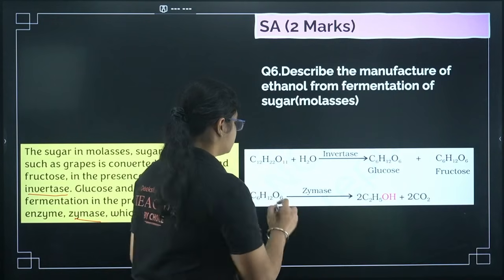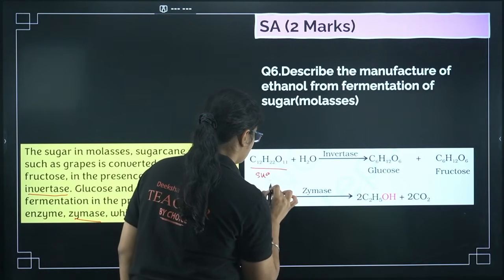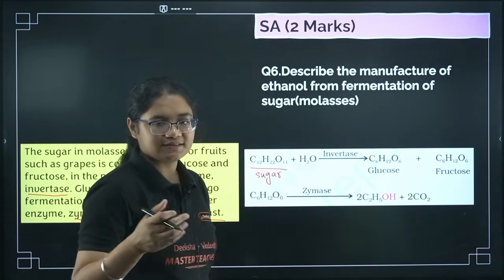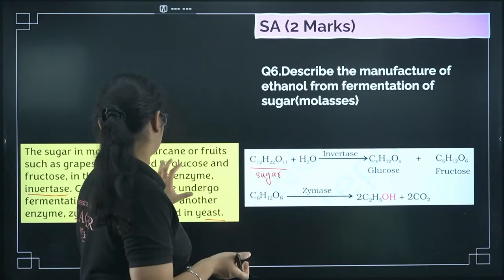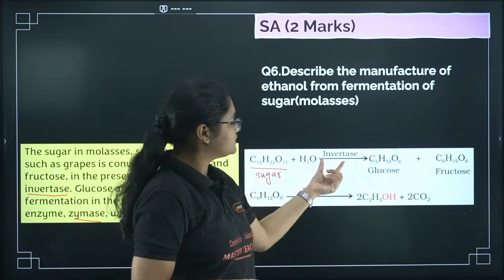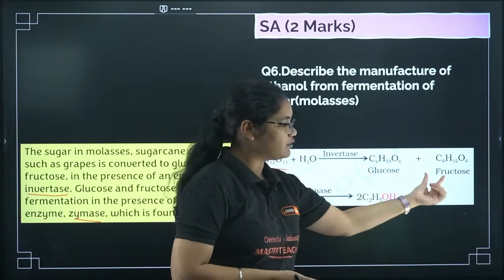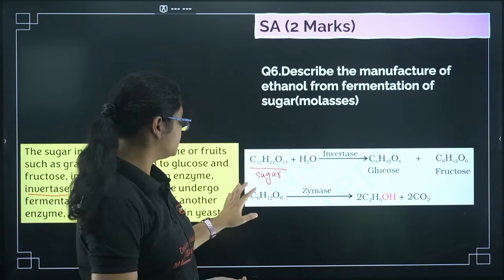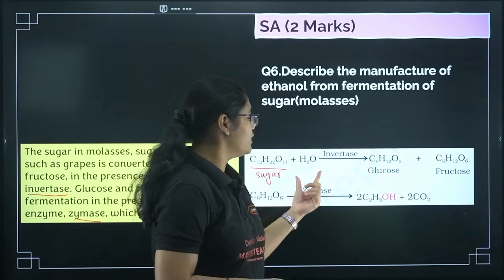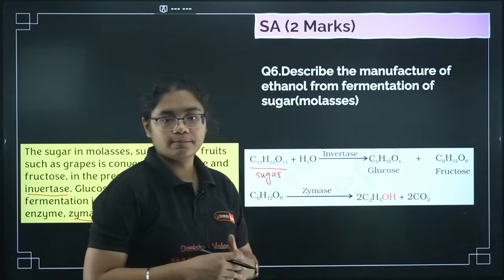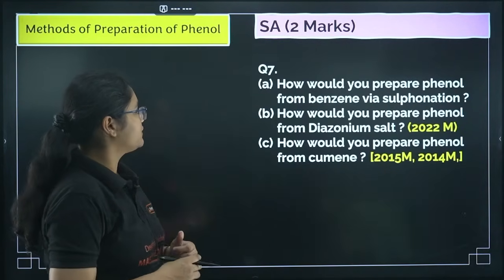So first, this is the sugar. This sugar can be from molasses or from grapes or from sugar cane, anywhere. Using this enzyme invertase, it is converted to glucose and fructose. Next, this glucose or fructose is converted using zymase to ethanol. Next, we'll see question number 7.